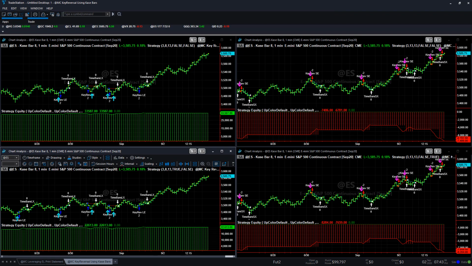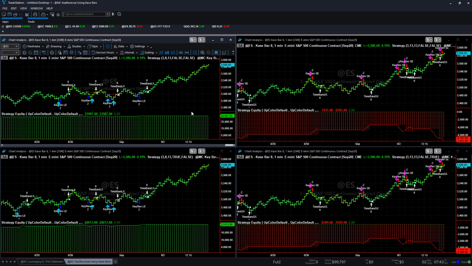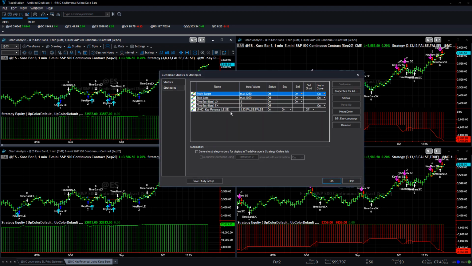Okay, before we talk about what comes next, there's a couple of housekeeping things I want to get out of the way first. So here I'm going to again right click in the chart, and I'm going to go to Studies and Edit Strategies. And one of the things that I want to look at here is the inputs for some of the strategy components that make up this strategy. So let's start with the key reversal strategy that comes with this article, this white paper. I'm going to click on Customize.